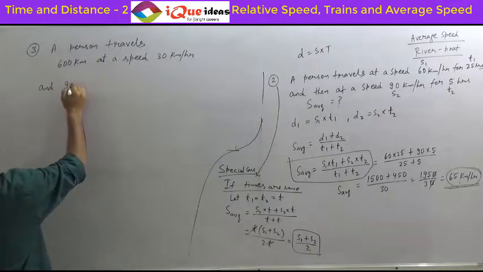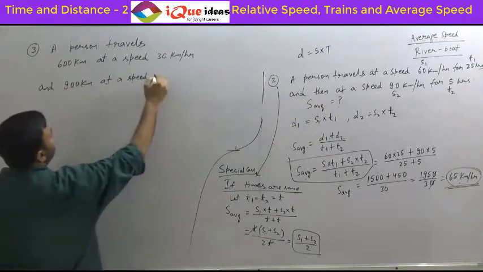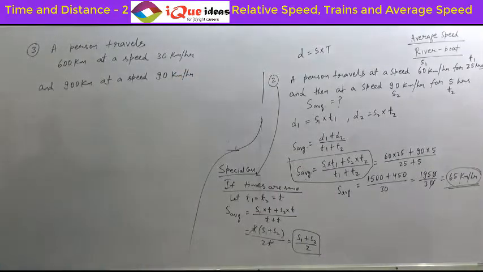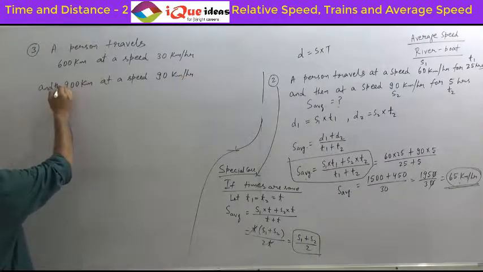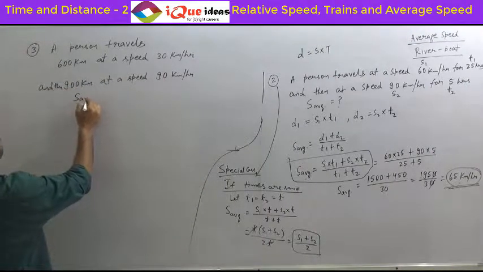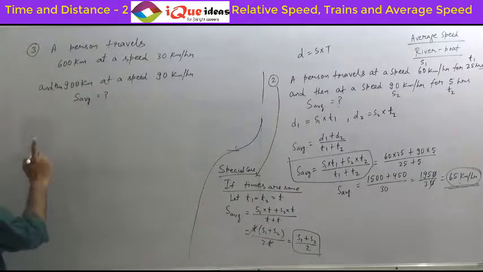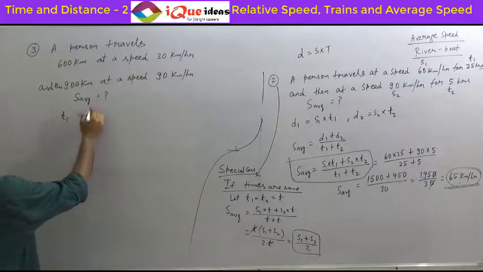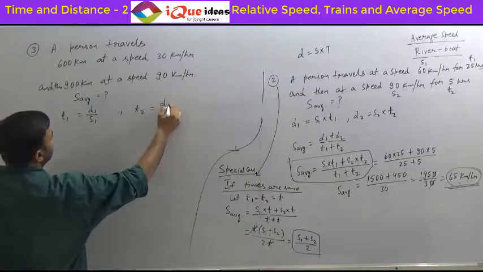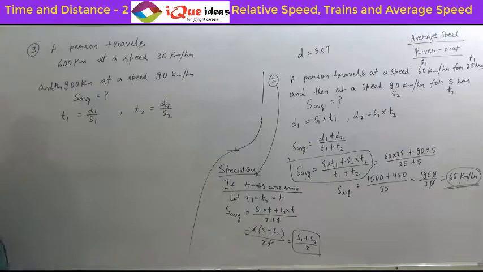And 900 kilometers at a speed of 90 kilometers per hour. So here distance and speeds are given, and here I put "and" so the separate parts are there. Find average speed. Now here times are missing. So first we need to calculate the time. The first part time will be first distance by first speed. The second part time will be second distance by second speed. And if there are more parts, we can continue doing this.